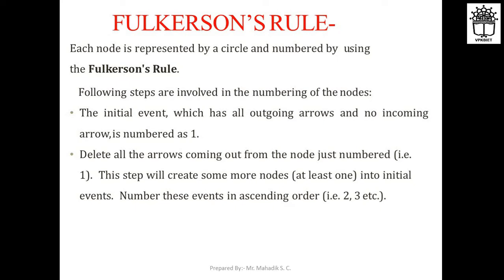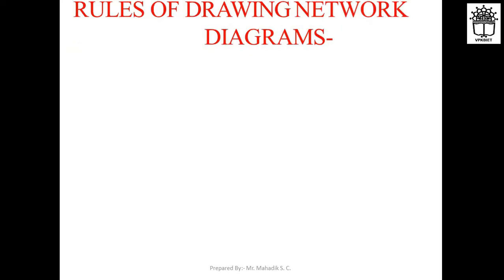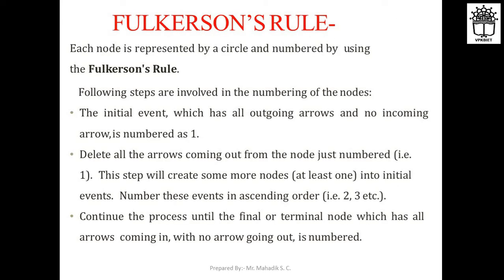Then delete all the arrows coming out from the node numbered 1. This step will create some more initial events. Number these events in ascending order like 2, 3. That is the second step. Then the third step: continue the process until the final or terminal node, which has all arrows coming in and no arrow going out, is numbered sequentially. This Fulkerson rule is for numbering the events.